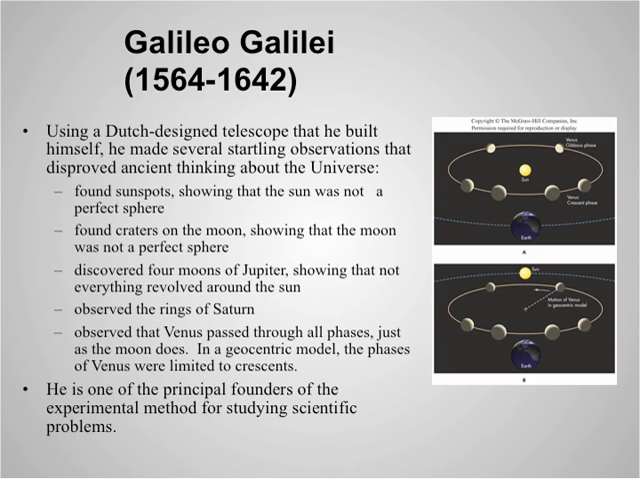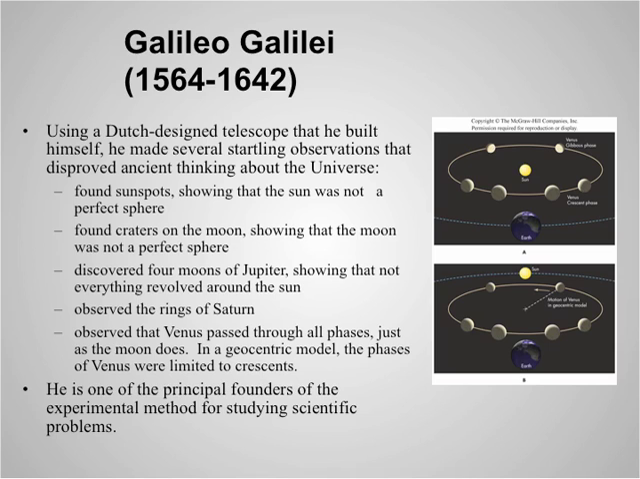Another important astronomer who lived in the 16th and early 17th century was Galileo. Galileo did not invent the telescope, but he was one of the first to use it to observe the heavens. He found a lot of interesting facts. People thought that the sun was a perfect sphere, but he noticed that the sun actually had spots on it. He saw craters on the moon, and he discovered that Jupiter actually had 4 moons which orbited it.